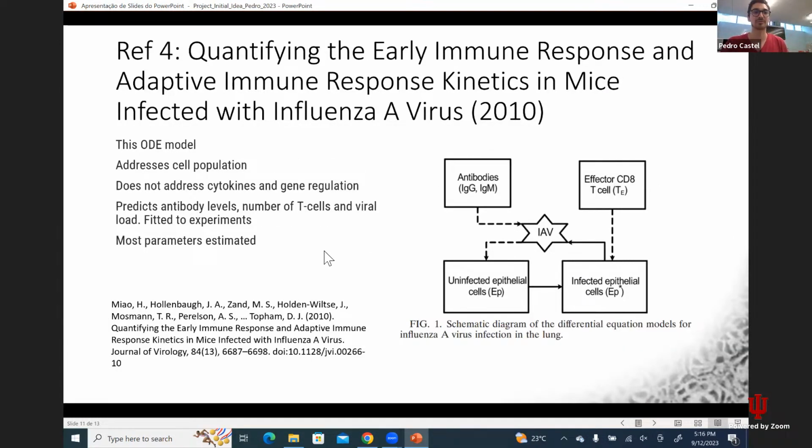This other model addresses mainly cell population, so this also treats the systemic immunity, the adaptive immunity, but it mainly focuses on cell population, so population of T cells, B cells, etc. So I didn't see many of the cytokines involved.